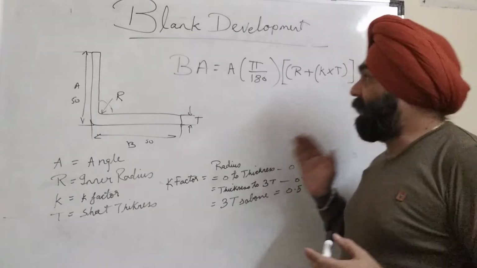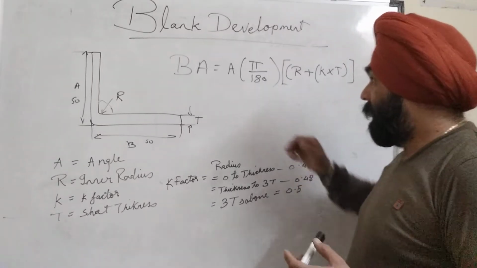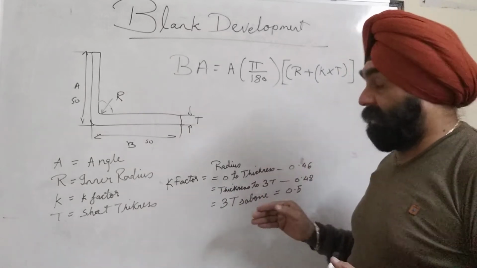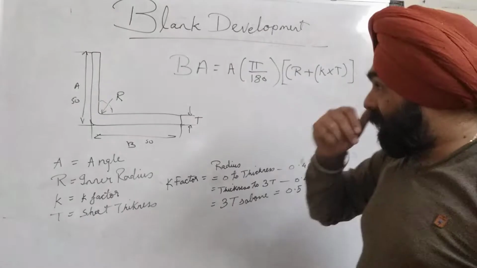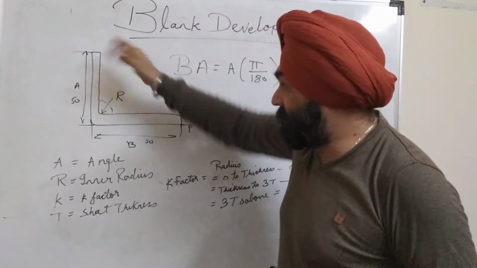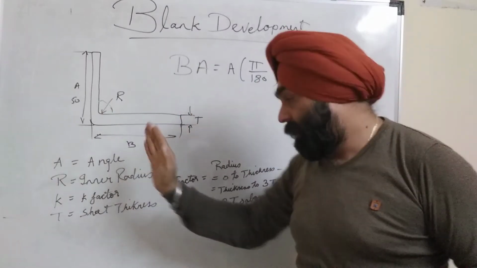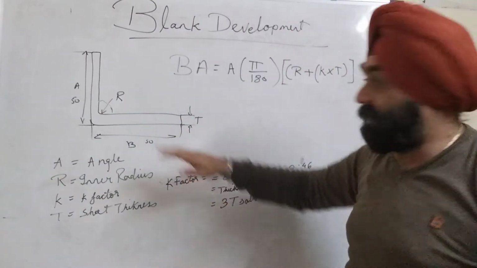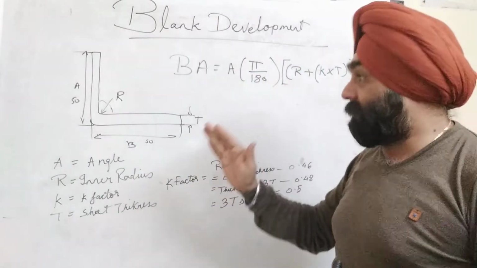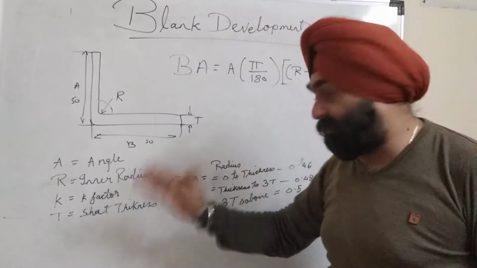Guys, before going ahead with an example, I would like you to understand in detail what a K factor is. Remember I said that there is a neutral axis which is shifted because of bending. So that is what the K factor is. It is a percentage factor of how much the neutral axis has been shifted.